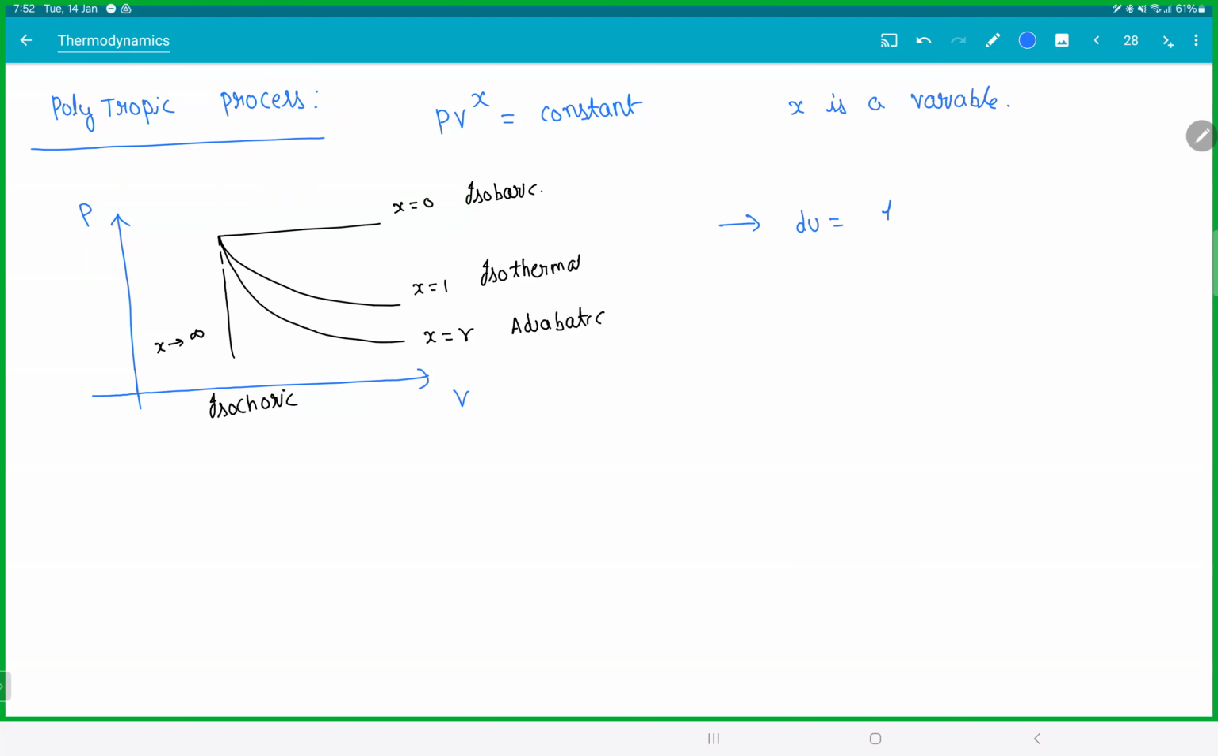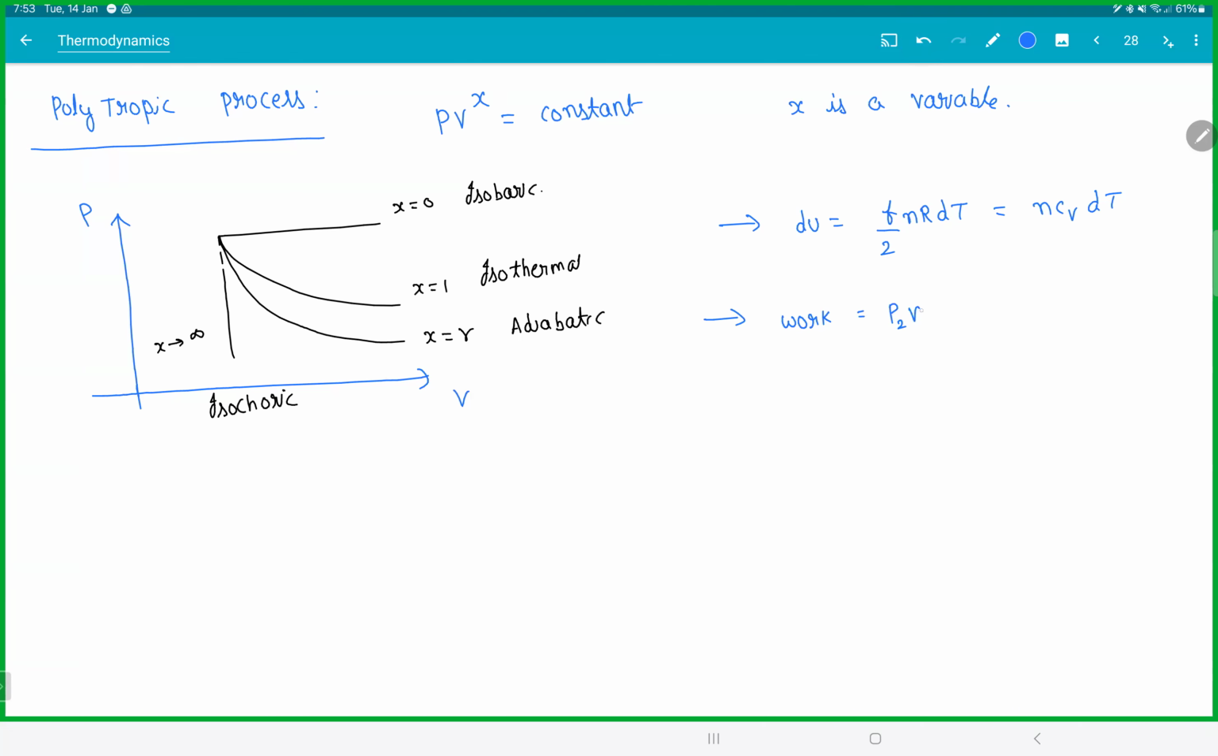Now, if you look at the thing, same thing again, we want to find dU. dU is the same story every time, f by 2 nR dT, which is nCv dT. It doesn't matter what process I give you, dU is always the same. So for work done, interestingly, think about it. Does math care whether you call this x or gamma? For math, it is simply a variable. That means whatever work you did in the adiabatic process, you can use the same thing here.